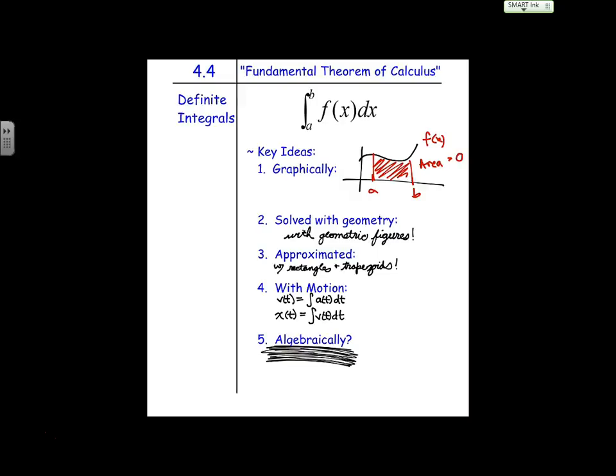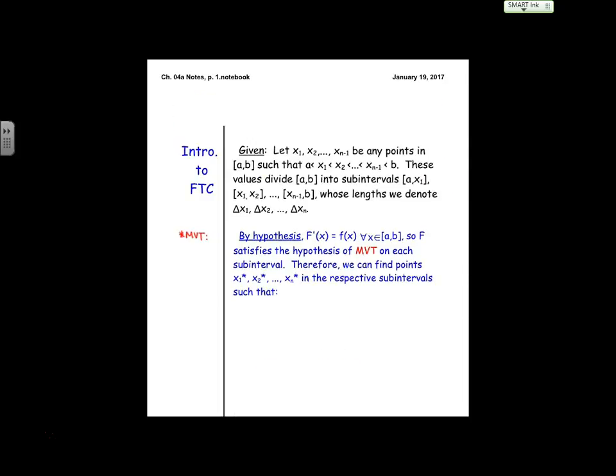I thought you saw hands coming, I apologize. You guys got it all? Ready, set, and? Algebraically, let's go.